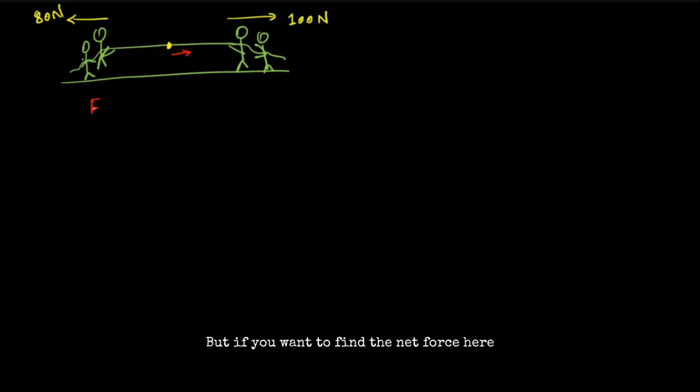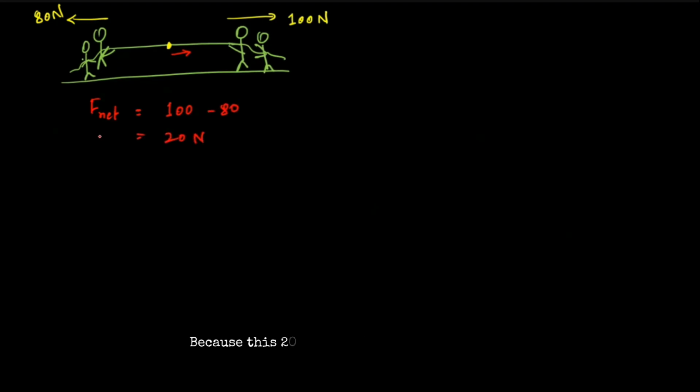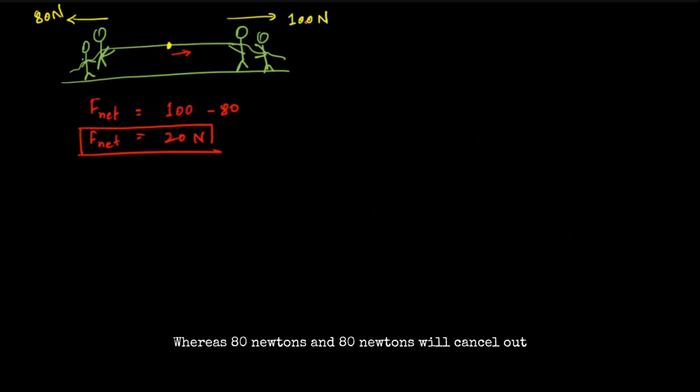But if we want to find the net force here, we'll say the net force is going to be 100 minus 80. That is 20 newtons. Because this 20 newton force is the only force which is actually going to put that point into motion. Right. Whereas 80 newtons and 80 newtons will cancel out. So I would say the net direction of motion is going to be this for the point.